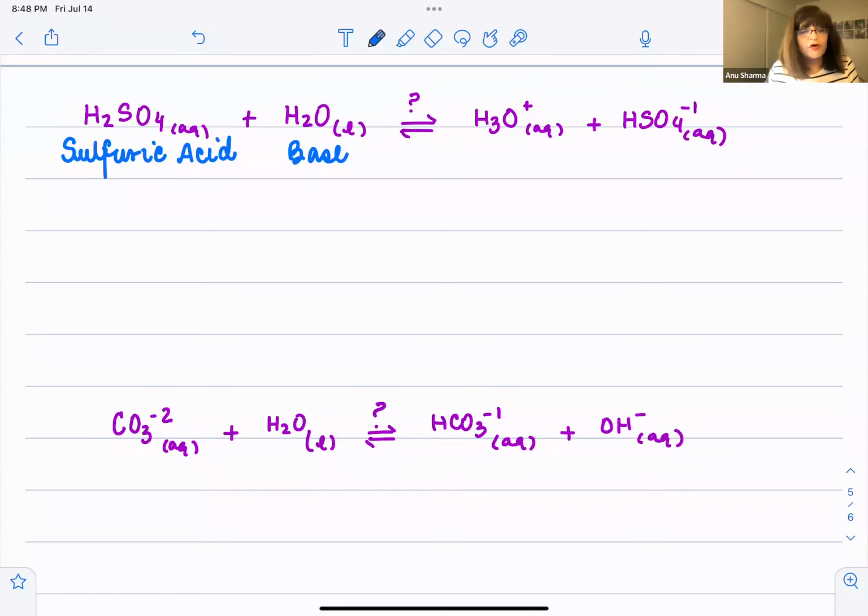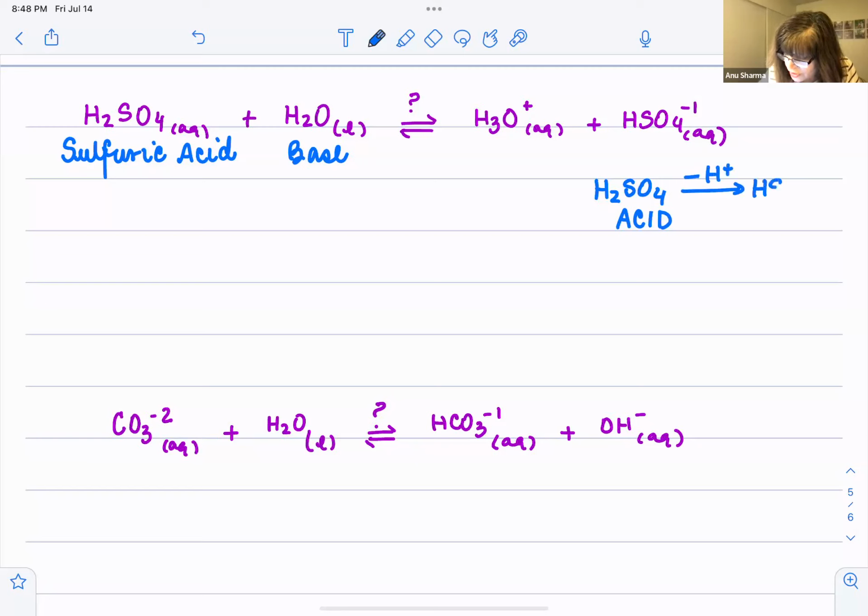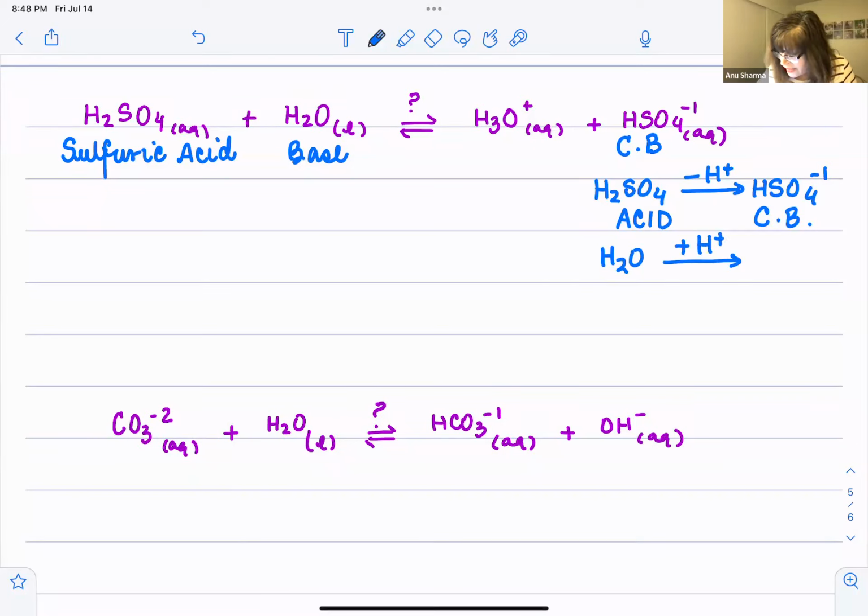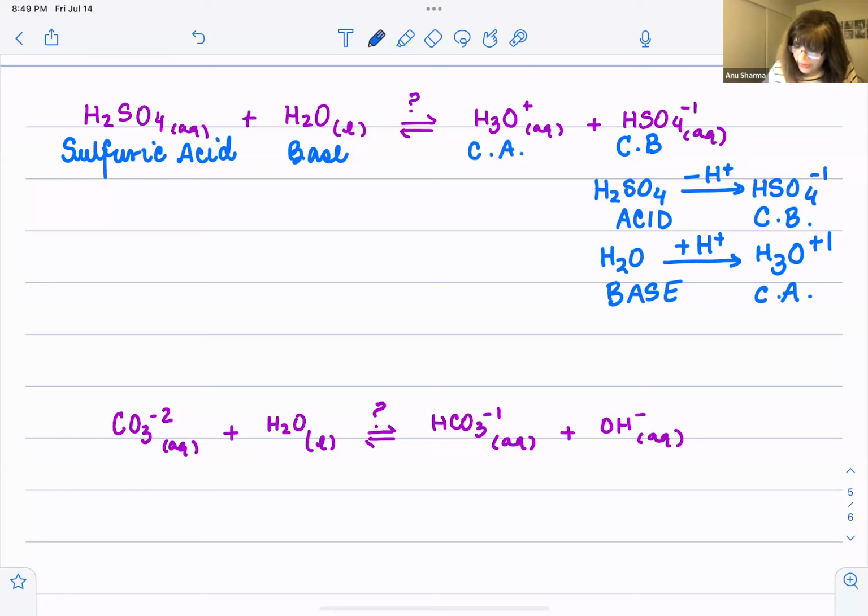So now the acid will have a conjugate base. Which is the conjugate base of sulfuric acid, H2SO4? If this is acting as an acid, then it is going to give away one hydrogen ion, and HSO4 minus one becomes the conjugate base of this sulfuric acid. So this is the conjugate base. Next is water. Water is H2O. It has accepted that one proton, the hydrogen ion, and this is now H3O plus one. This is acting as a base, so now this is the conjugate acid.